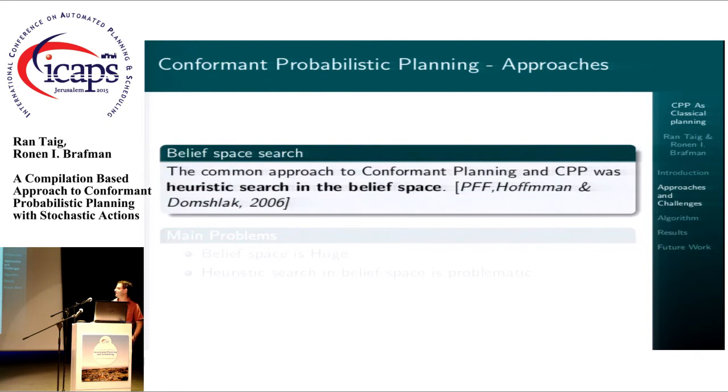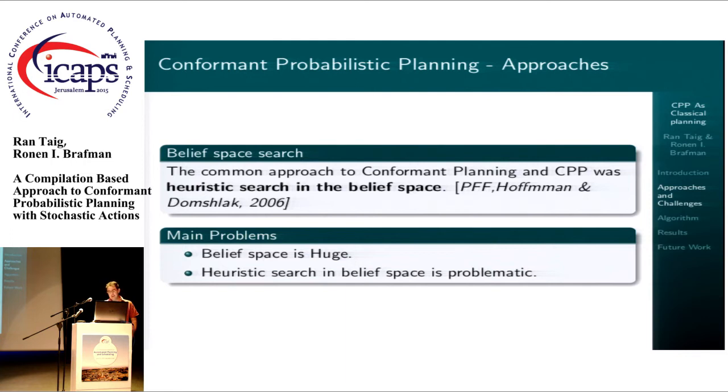So a word on previous approaches. One of the most common approaches, for conformant planning and conformant probabilistic planning, was to heuristically search the belief space. Significant work in this area is PFF by Hoffmann and Domshlak from 2006. The approach, although successful in some benchmarks, suffers from two obvious disadvantages, which are that the belief space is huge and it's hard to represent it, even implicitly, and that attempts to find good heuristics for this space or generalize classical heuristics were not so successful.